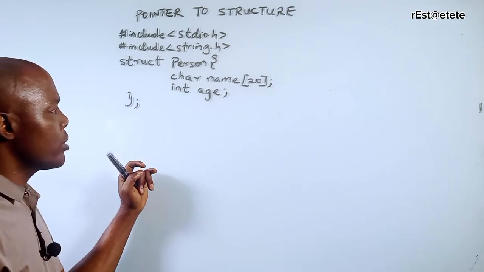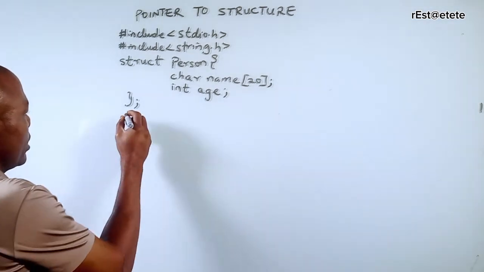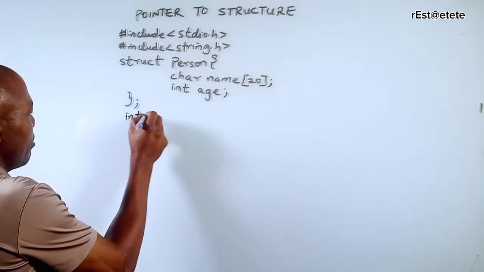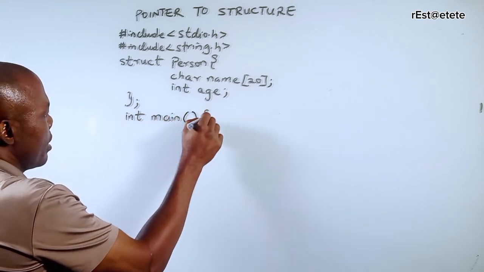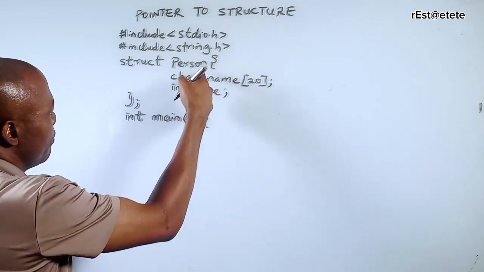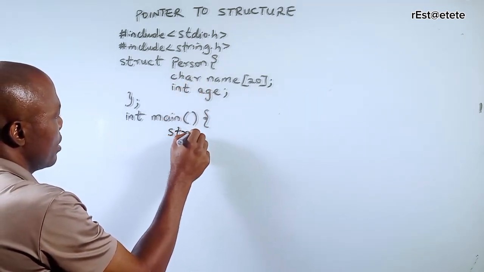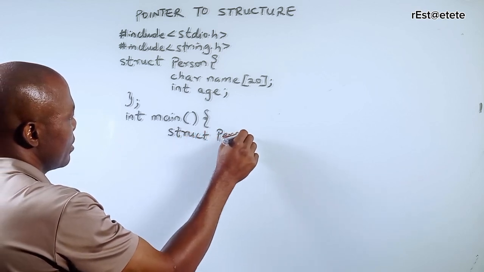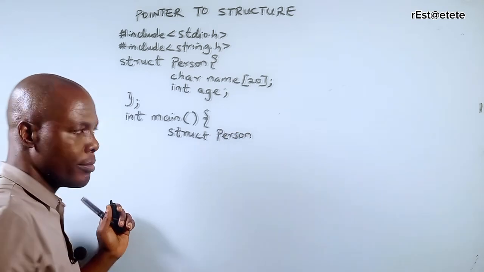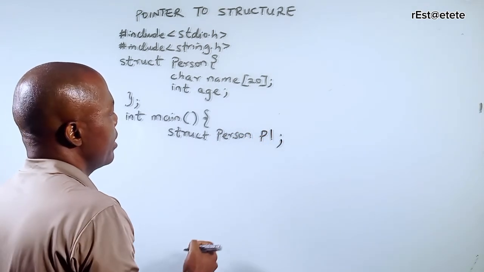Now we are going to create a variable for this structure. So int main, we'll do that in our main function. Inside our main, we'll create a variable for this structure. So we'll say struct person, let's call it p1, right?